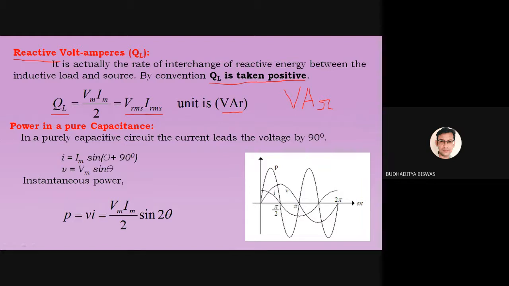Come to this one, power in a pure capacitance. In a purely capacitive circuit, the current leads the voltage by 90 degrees, from the CIVIL rule.